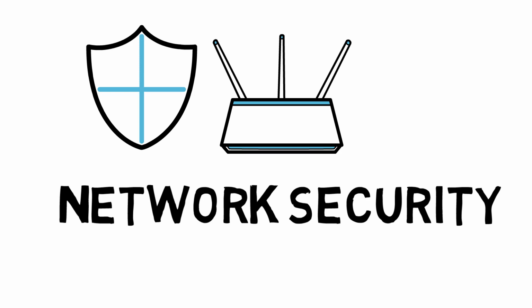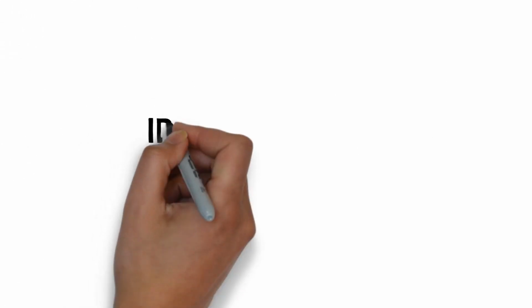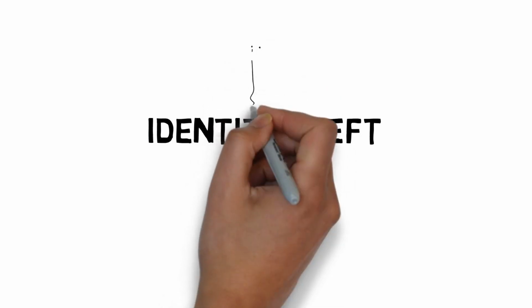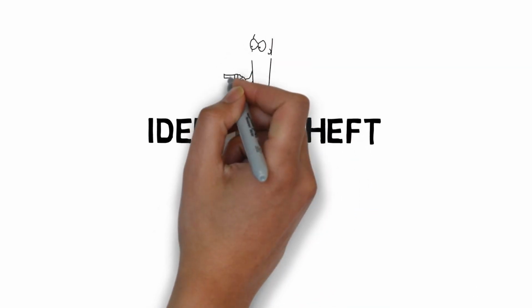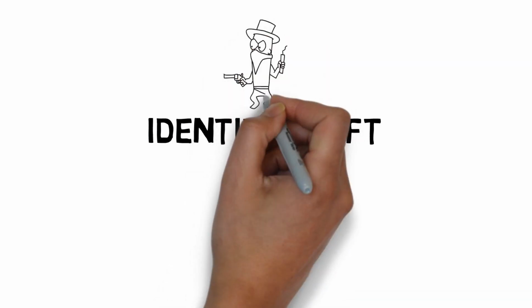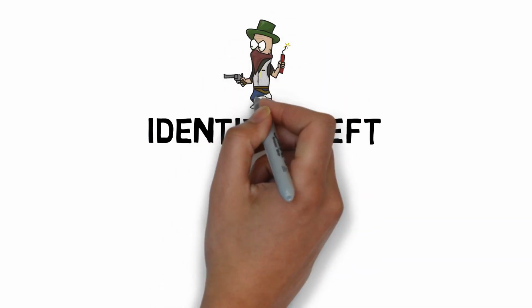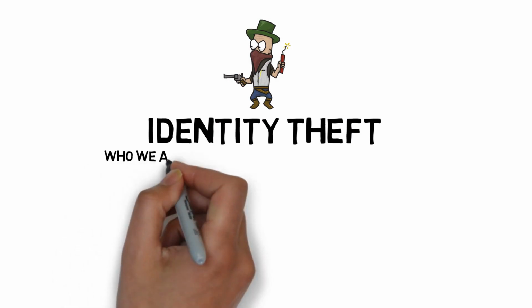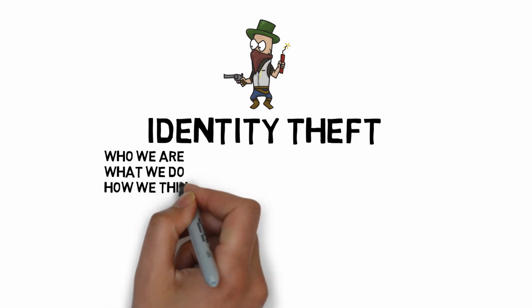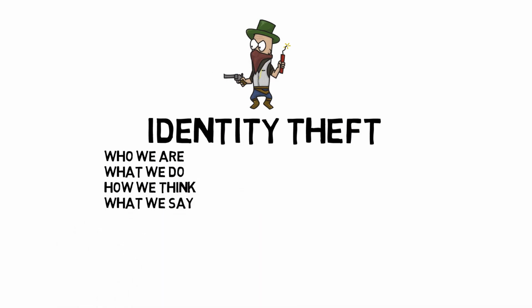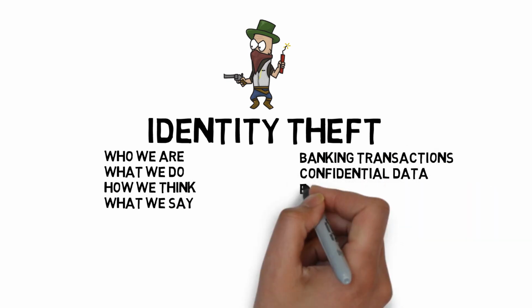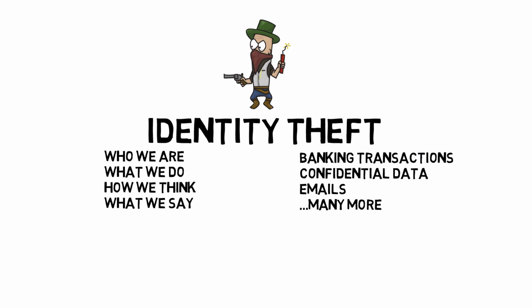With much of our lives now online, another issue with online access and services is identity theft. Identity theft is where someone gains enough information about who we are and information about our lives that they are able to assume our identity online. This includes who we are, what we do, how we think, and what we say, but also representing us in banking transactions, in confidential data, in emails, and other things that might put us in a compromised spot.